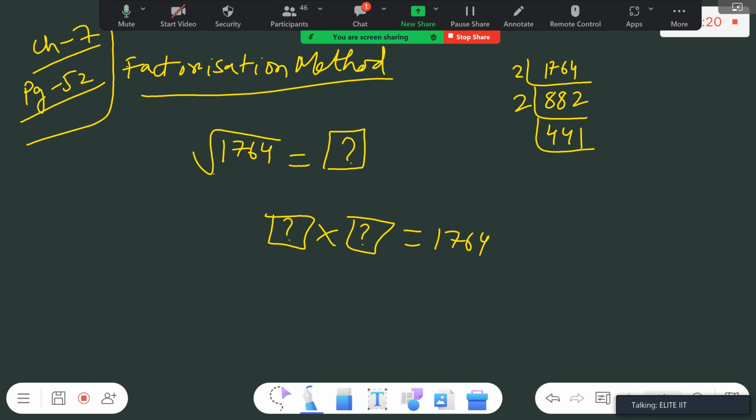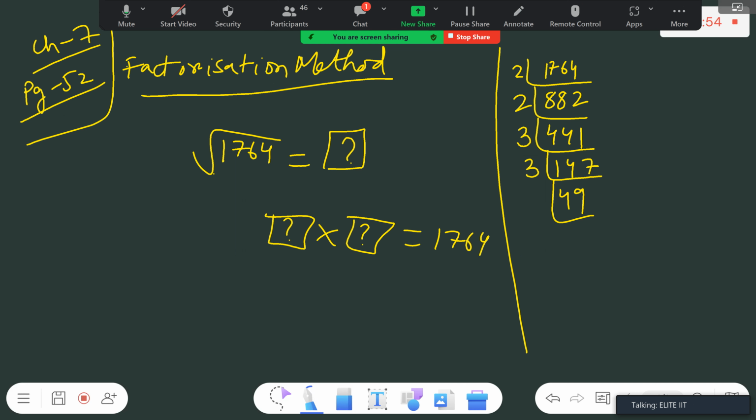So now we will go to the next prime number after 2, which is 3. Can it be divided by 3? Yes, it can be divided by 3, and you will get 147. Now 147, again we start with 2. Can you divide it by 2? No, sir. Next we go to the next prime number, which is 3. Can you divide it by 3? Yes, you can. If you divide it by 3, what will you get? 49. Now we have to prime factorize 49.